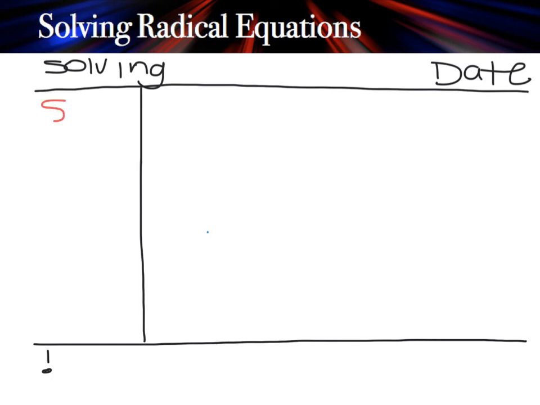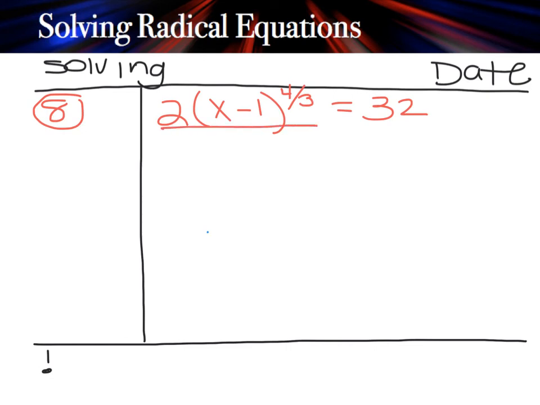Okay, so for number 8, we're going to do 2 times (x minus 1) to the 4/3 equals 32. Okay. And I'm going to divide by 2 on both sides. So that's going to give me (x minus 1) to the 4/3 equals 16.